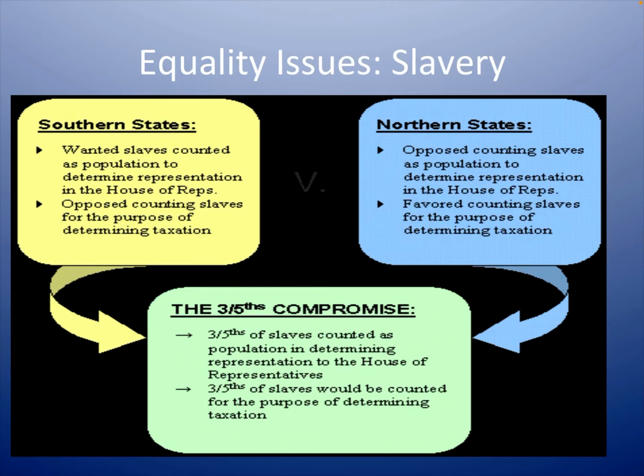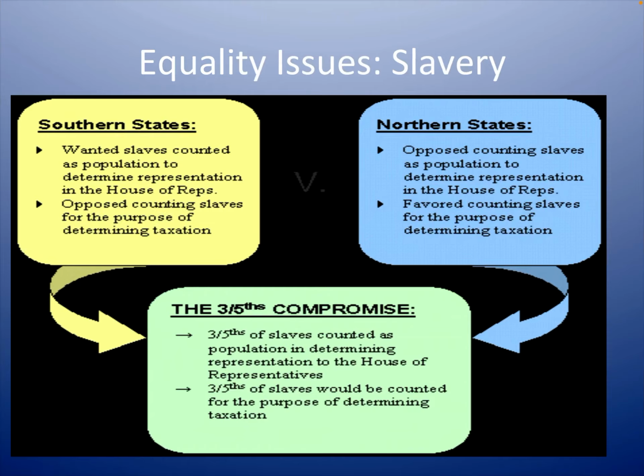Basically, the South saw an opportunity that if they counted their slave populations at the time, they would have a higher population. The higher their population, the more representatives they would have in Congress. And the North desperately wanted this to not happen. So they reach a compromise, which is going to be referred to as the 3/5 compromise, which said that 3/5 of the slave populations in the South would be counted for both determining representation in the House of Representatives as well as taxation purposes.